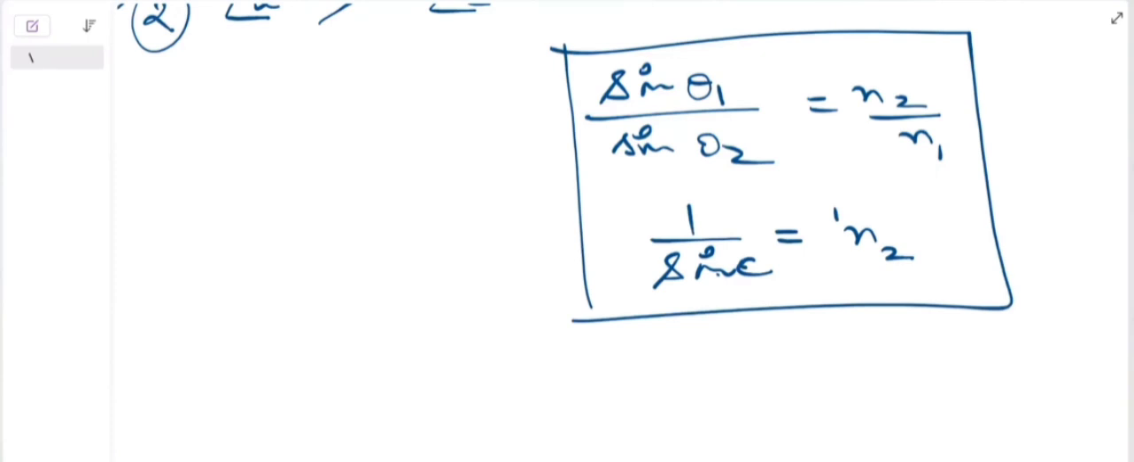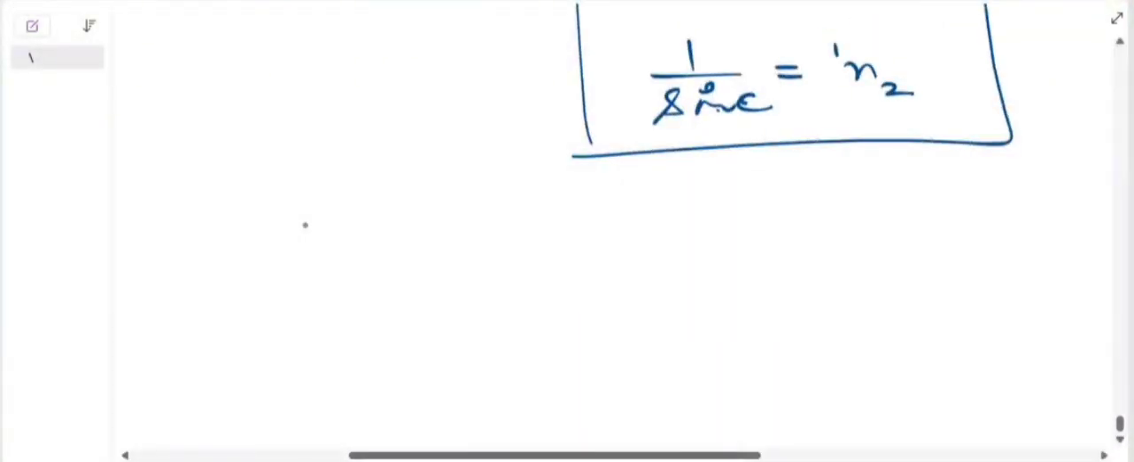Any doubts? So when the incident angle exceeds the critical angle, the light gets totally reflected in the medium. Where do we use it? We use this phenomenon in optical fibers.